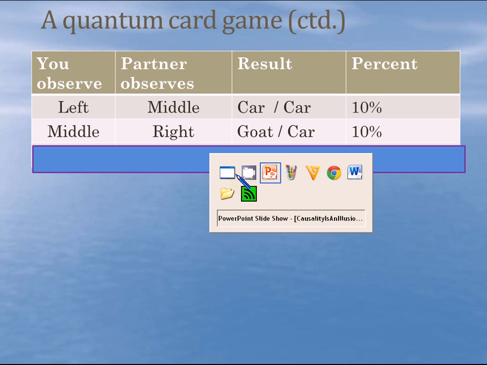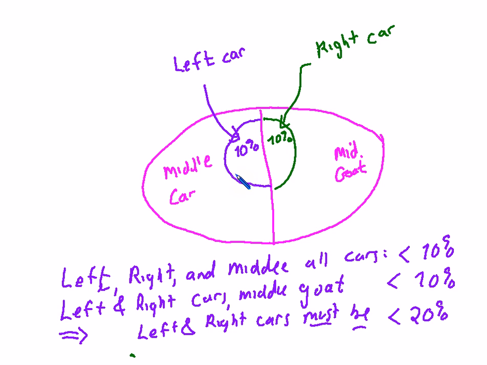So let me represent these probabilities with a diagram. What I've drawn here is a diagram that indicates all the possibilities for the middle door. Now the middle door is either a car, which is the left-hand side here, or a goat, which is the right-hand side here. So I'm drawing a set diagram, or Venn diagram, you probably saw in high school. This left-hand side represents all the possibilities when the middle door is a car, and this right-hand side represents all the possibilities when the middle door is a goat.